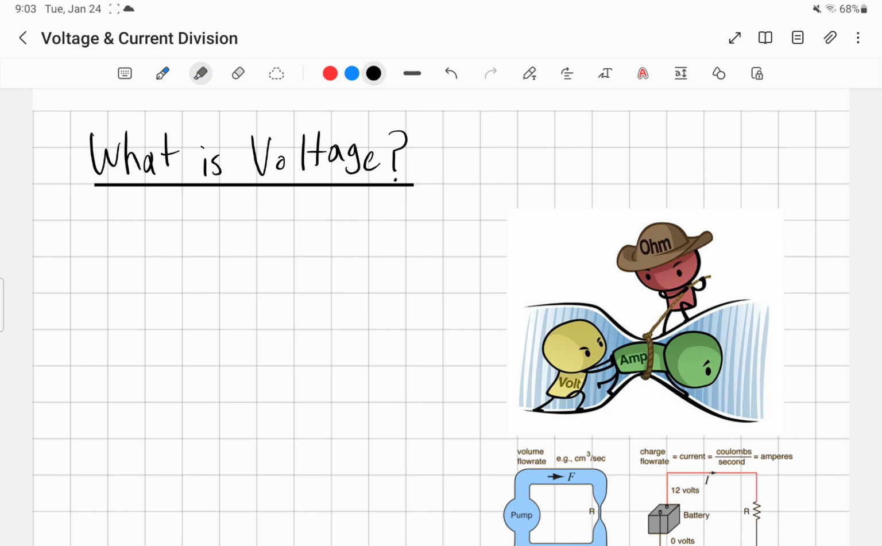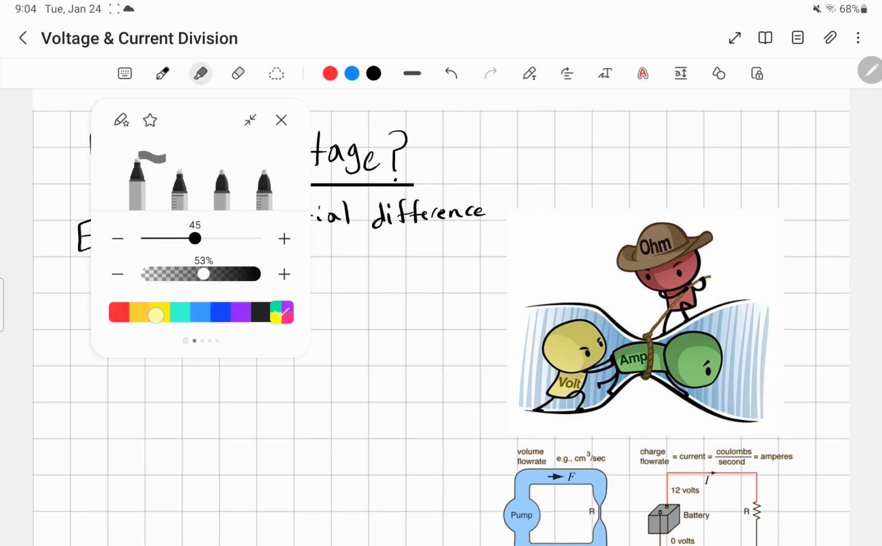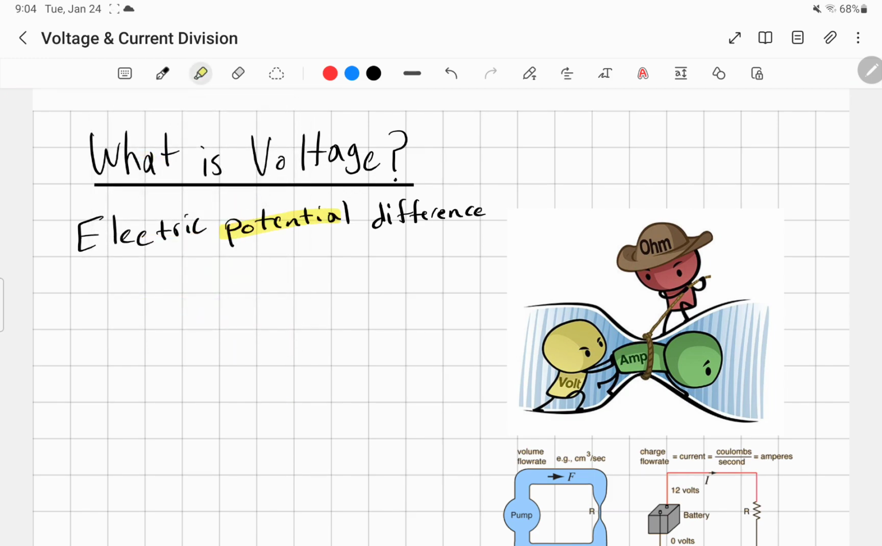You may have heard that voltage is an electric potential difference. But what does that exactly mean? Why are we talking about potentials here? What significance does the word potential have in this sort of definition? And why is it a difference between what and what? Why are we talking about differences?